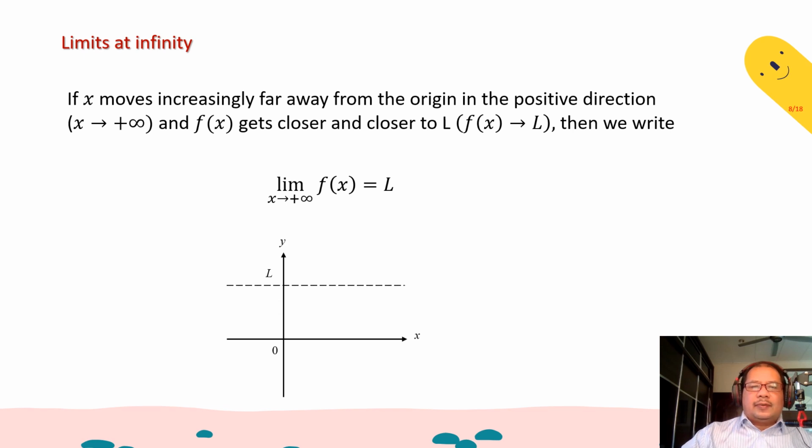Okay, look at this graph. This is y equal to L, this line. So when x approaches positive infinity, the value for y is close to L. That means the limit as x approaches positive infinity of f(x) equal to L.